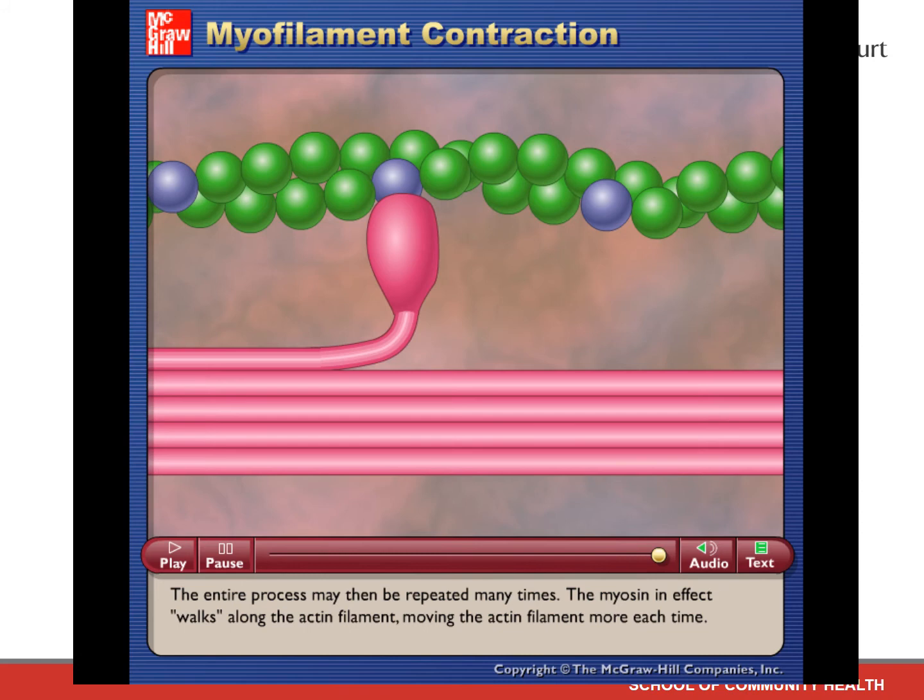Contraction begins with the head of myosin molecules bound to actin on the actin filament. While still bound to actin, the myosin head flexes, pulling the actin filament along with it. This causes the actin filament to slide by the myosin filament. Then the myosin head releases from the actin and unflexes, a change that is powered by ATP. This frees the myosin head to bind with a different actin molecule farther up the actin filament. The entire process may then be repeated many times. The myosin, in effect, walks along the actin filament, moving the actin filament more each time.